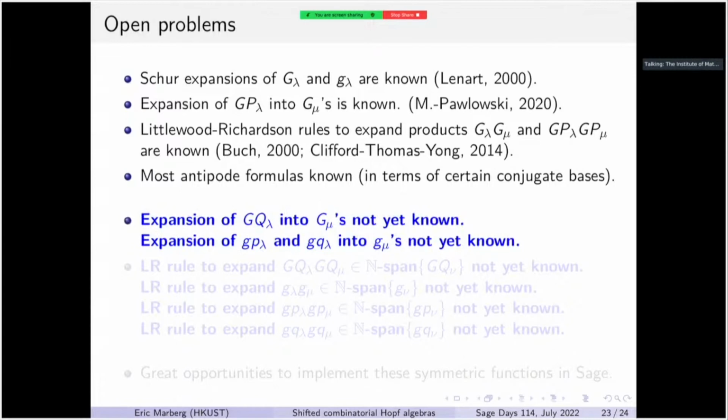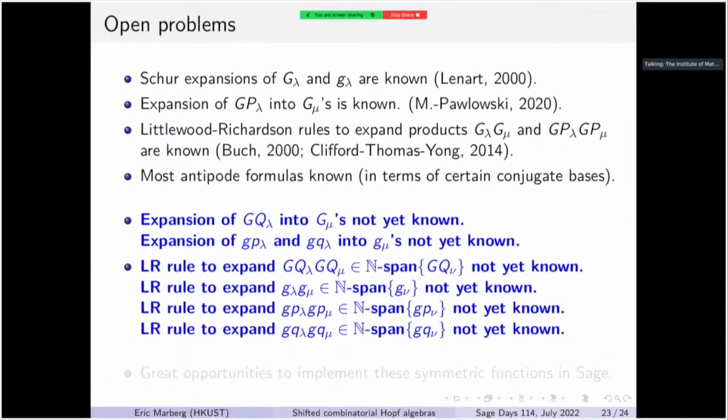Things that are not known are, for example, whether the GQs even expand positively into the G mu's. Presumably they do, but it's not known what that expansion is. I don't think the expansion of these dual functions into lowercase g's is known. I don't think there are Littlewood-Richardson rules to compute any of these products. I'm a little uncertain about the lowercase g's, but about the shifted versions, I think that's completely unknown.